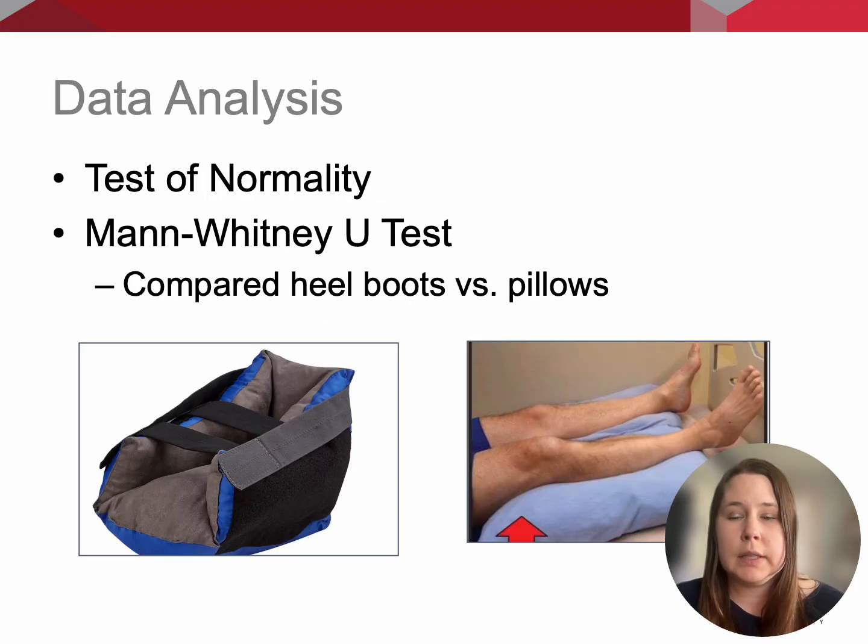The data points collected for the subepidermal moisture delta scores in heels was analyzed using the Mann-Whitney test. This test was done to determine if there was any statistical difference in the subepidermal moisture delta scores between using heel boots or pillows for offloading pressure to the heels. The p-values were two-tailed in the Mann-Whitney test. A test of normality was also completed.